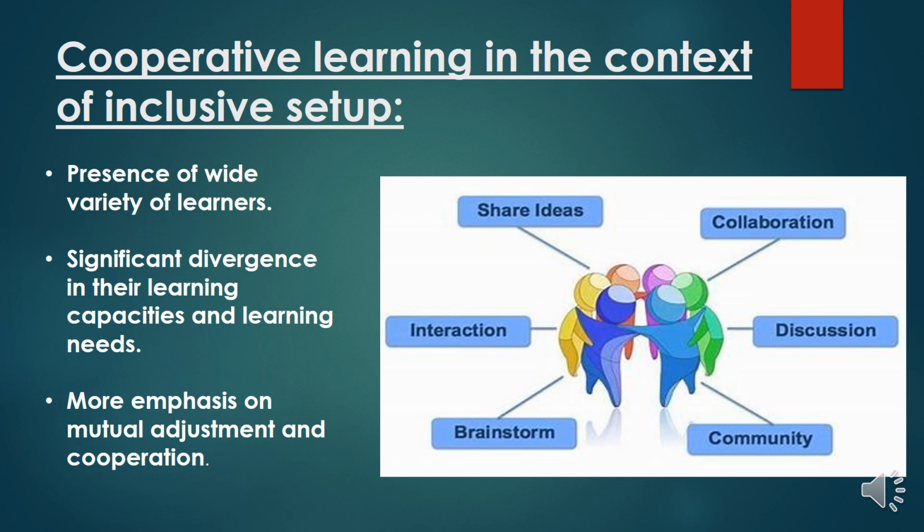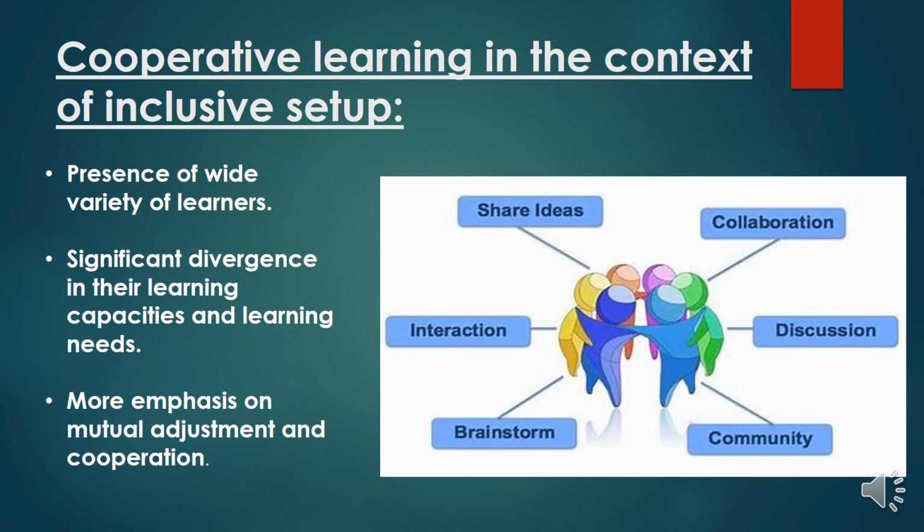Now, as we can see, cooperative learning in the context of inclusive setup. As we all know, inclusive education refers to all students being able to access and gain equal opportunity to education and learning. Here, there are a variety of learners present in a classroom. So, cooperative learning helps them in sharing ideas with each other. And also, there are significant divergences in their learning capacities and learning needs. So when they come together, they work in a collaborative manner and interact with each other.